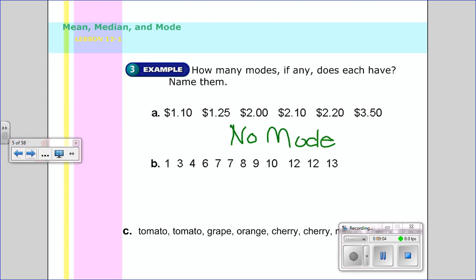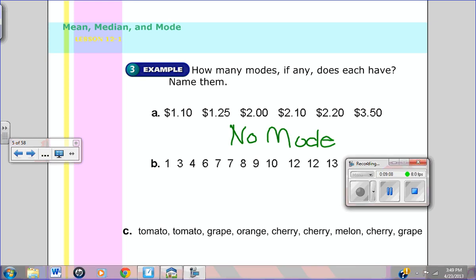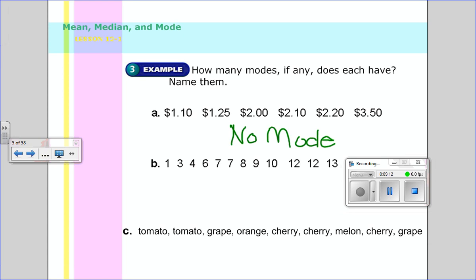All right, go ahead and do B and C now. And I will move this out of the way so you can see them. And when you're all done, come back and check them. So go ahead and do that now.